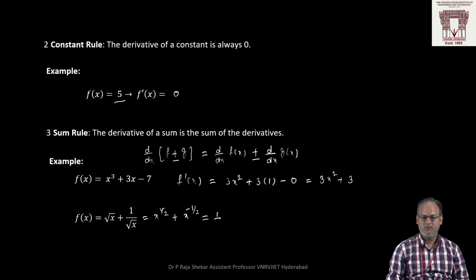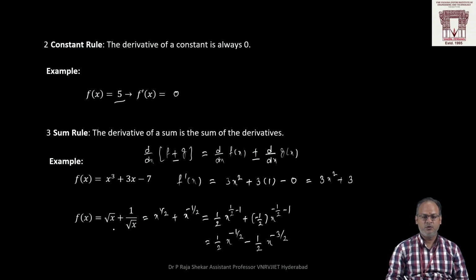So it will be 1 by 2 into x to the power 1 by 2 minus 1. And along the same lines plus, now what is n? n is minus 1 by 2. So minus 1 by 2 into x to the power minus 1 by 2 minus 1. So this comes out to be 1 by 2 into x to the power 1 by 2 minus 1, and 1 by 2 minus 1 is minus 1 by 2. Plus minus 1 by 2 into x to the power minus 1 by 2 minus 1, which is minus 3 by 2.